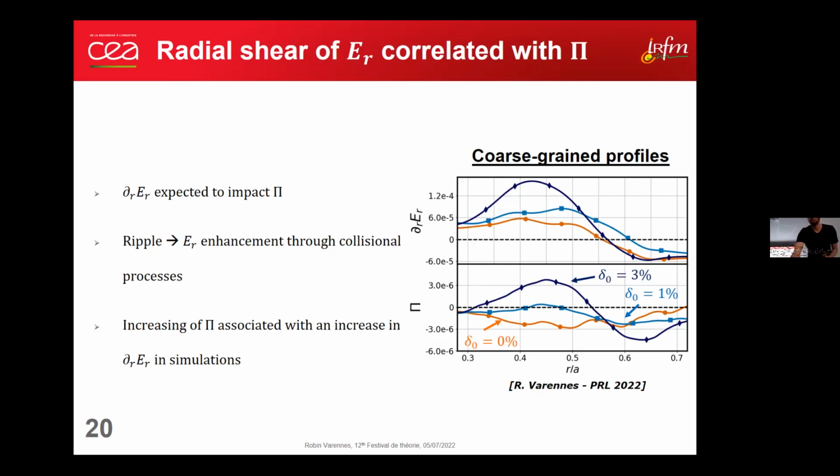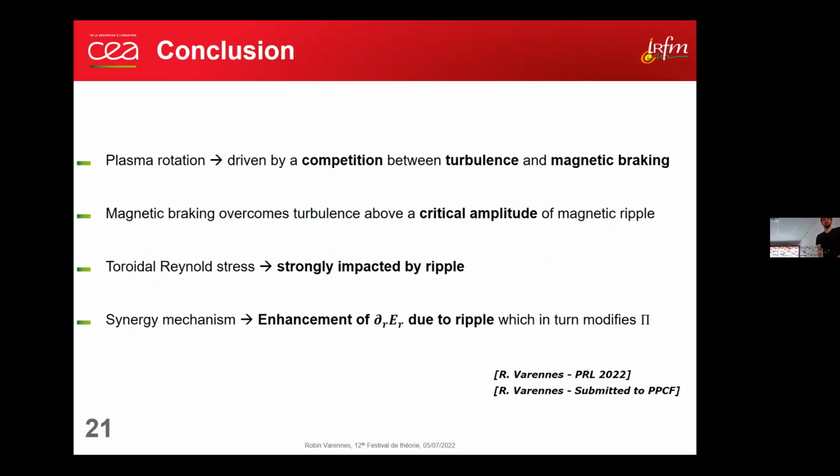So I arrive at my conclusion. What we saw today is that the plasma rotation is driven by a competition between turbulence and magnetic braking, so that the magnetic braking overcomes turbulence above some kind of critical amplitude of the magnetic ripple. Then we saw that there are some synergy mechanisms between ripple and turbulence.